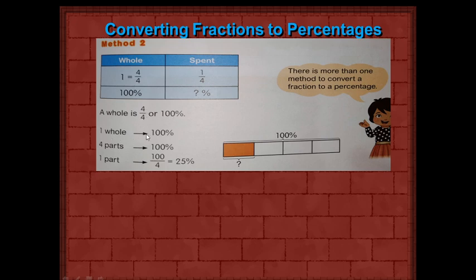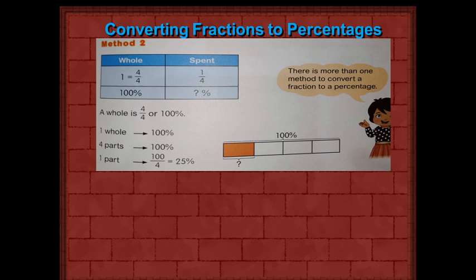1 whole equals 100%. This is 1 whole, all of them 100% from here to here. 4 parts, 100%. 1, 2, 3, 4. Yeah, 4 parts. That is 100% here. If it is 1 part, this one, the shaded part, that means 100 divided by 4 equals 25%, like that. That is method number 2.